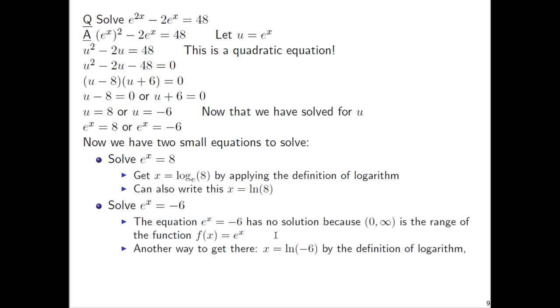Here's a second way to talk about this, another way to get there. Another way to say that e to the x equals negative 6 has no solution is by applying, as we did here, the definition of logarithm. You'll have x is equal to ln of negative 6. But you can't stop there. You've got to say, wait a minute. ln of negative 6 is undefined because the input to a logarithm must always be bigger than 0.